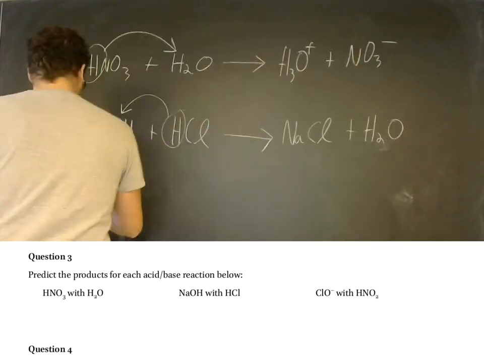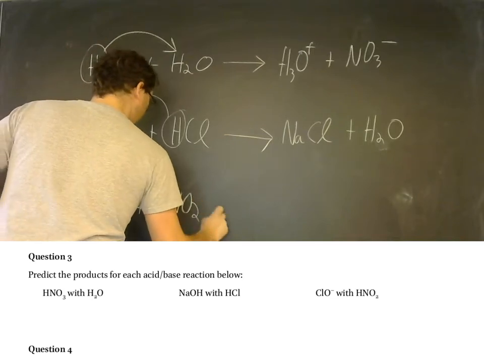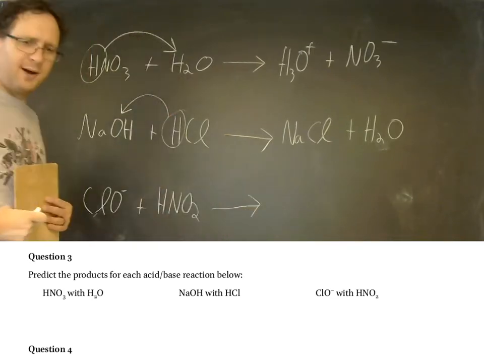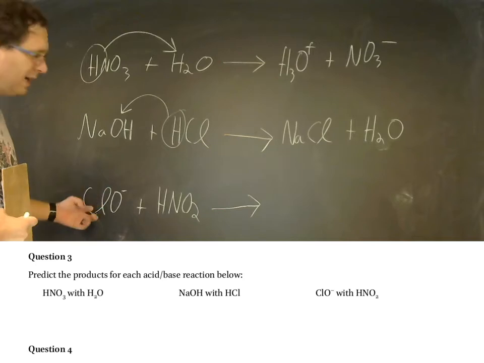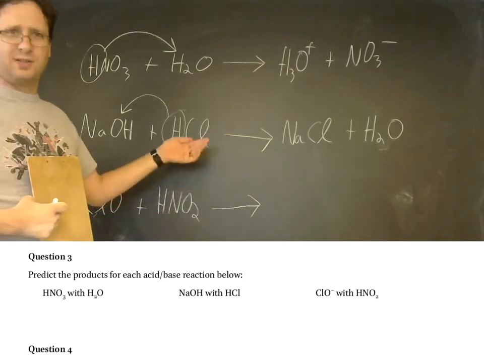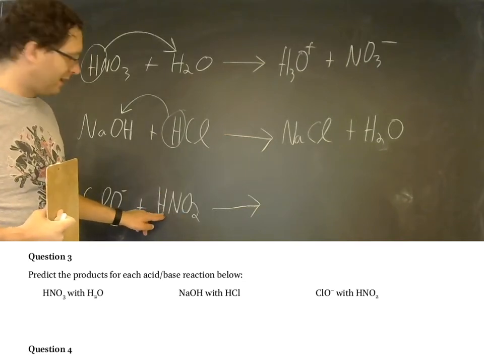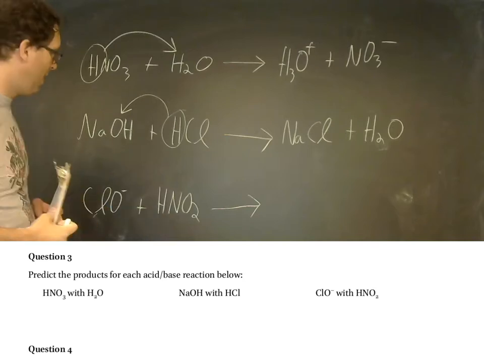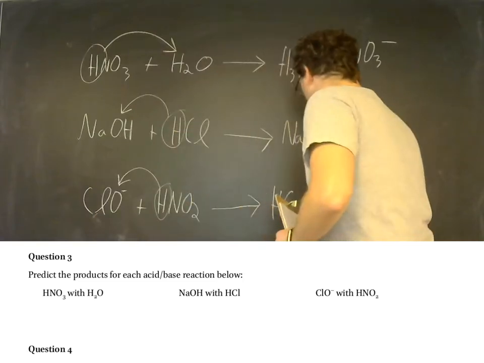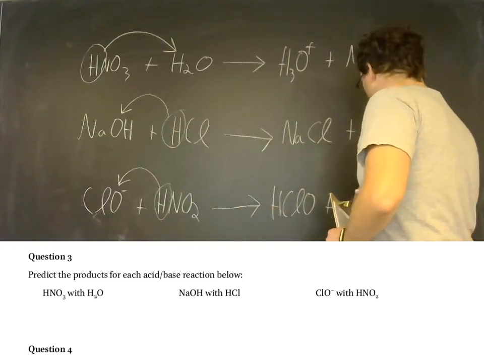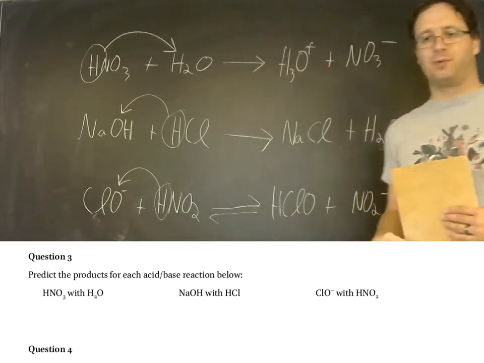All right, ClO- plus HNO2. And here we have ClO- does not have any hydrogens to give, so it must be a base. And then HNO2 is a weak acid. Perhaps you're not familiar with it, but it does have a hydrogen listed first. And so that's a signal to you that this could act as an acid. And so this will be the acid, this will be the base, and we'll be left with HClO plus NO2-. And this one, in all likelihood, will be an equilibrium reaction.